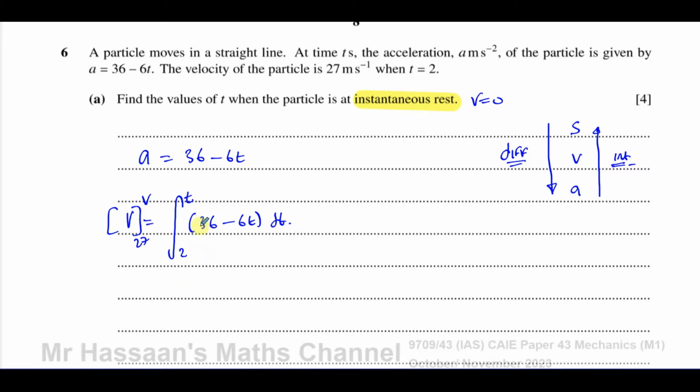You could integrate, have plus c, find what c is by substituting the values in, but this does that substitution automatically from the start. So I'm trying to find an expression for v in terms of t. I know that when v is 27, t is 2, and that will help me to find the expression directly. So this is going to be v minus 27 equals, let's integrate this first. Don't forget to integrate it, of course. The constant term will gain a t because we're integrating with respect to t. So it'll be 36t, and you add 1 to the power, so 6t squared over 2, with limits of t and 2.